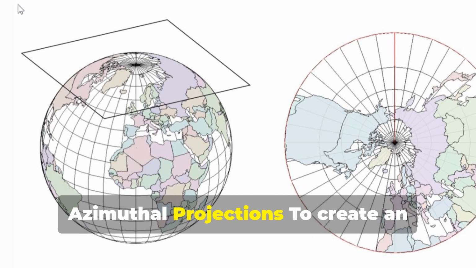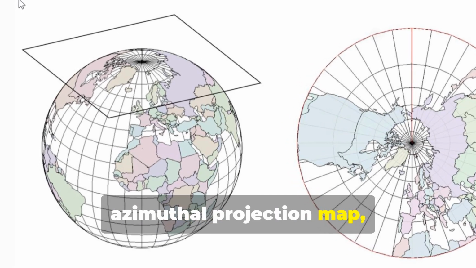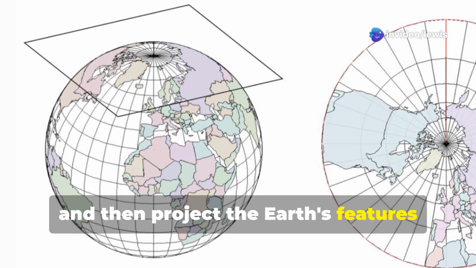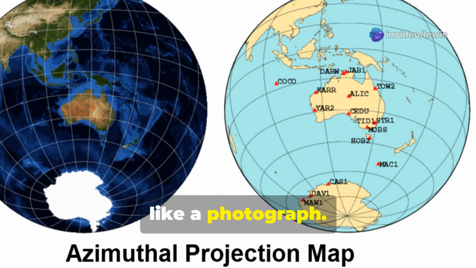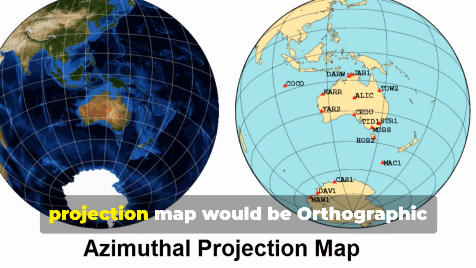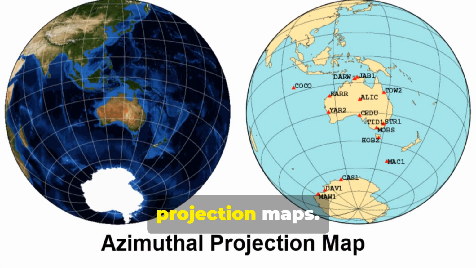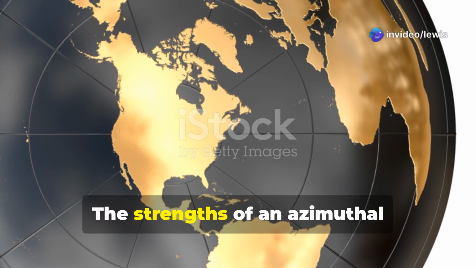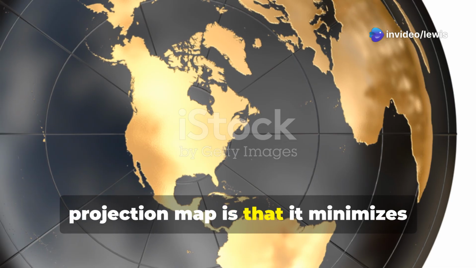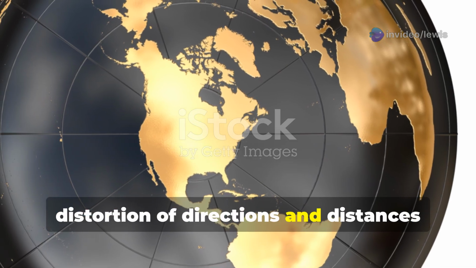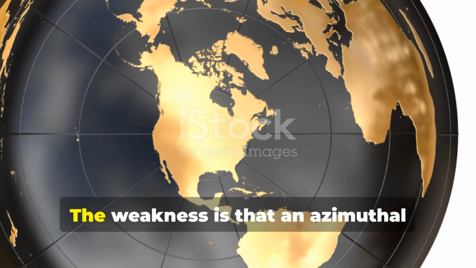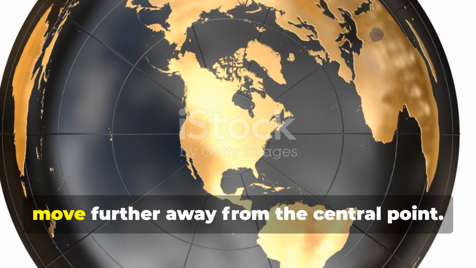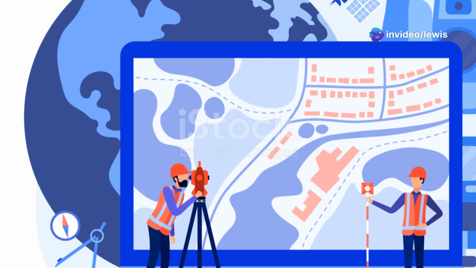Azimuthal projections. To create an azimuthal projection map, create a plane tangent to the Earth at a specific point, and then project the Earth's features onto that plane, like a photograph. A common example of an azimuthal projection map would be orthographic projection maps. The strengths of an azimuthal projection map is that it minimizes distortion of directions and distances from the central point. The weakness is that an azimuthal projection map increases distortion as you move further away from the central point.